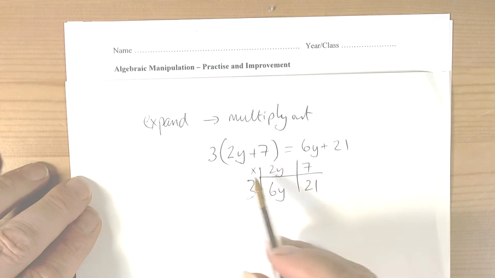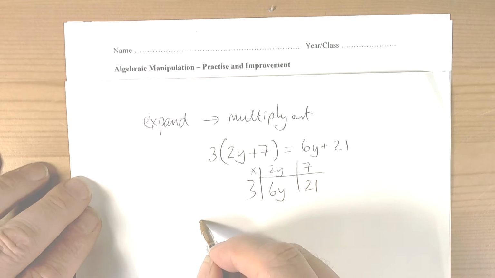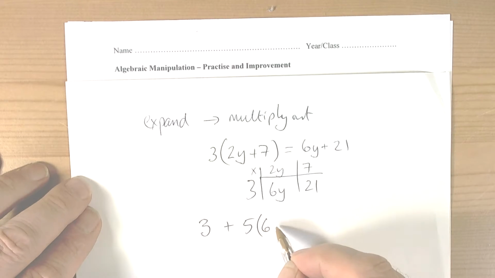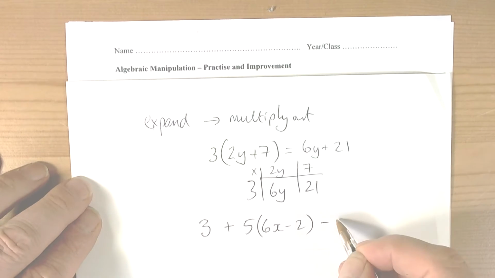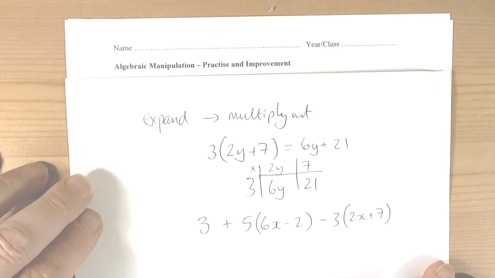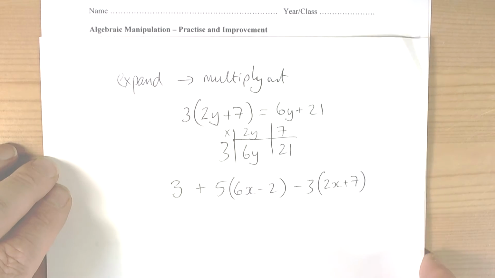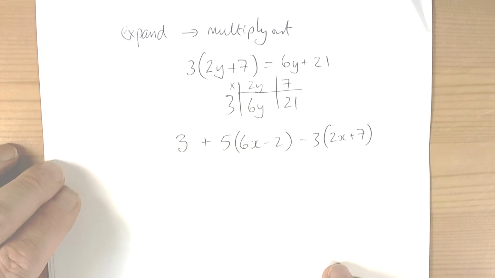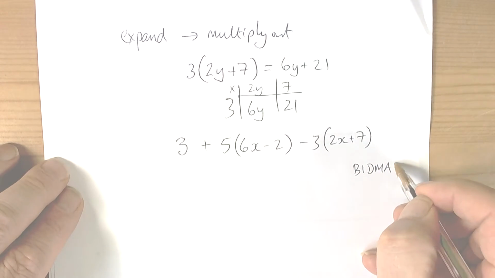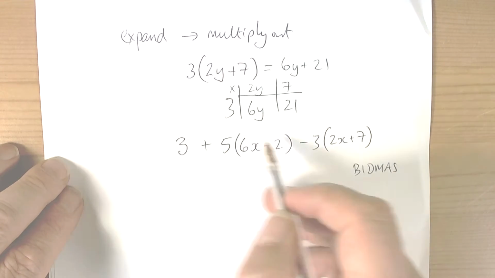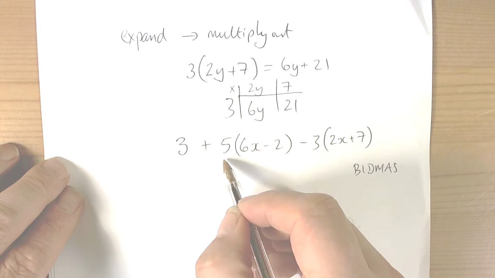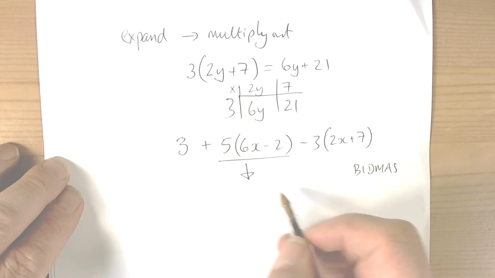Now sometimes when you've got to expand, there could be an expression involving something like 3 plus 5 bracket 6x take away 2 take away 3 brackets 2x plus 7. So when we see something like this, we've just got to be careful that we do things in the order of BIDMAS, and we think about doing the bracket parts first and then bringing this 3 in at the end and so forth.